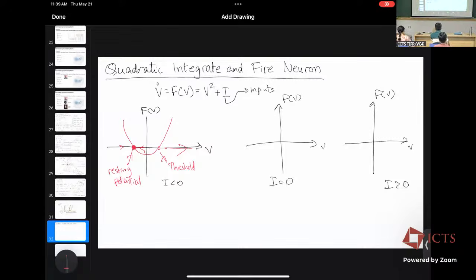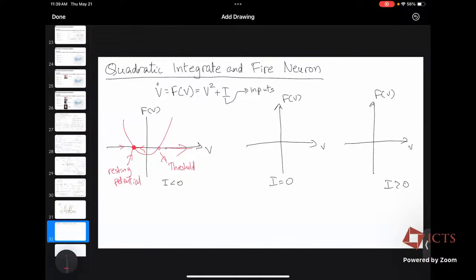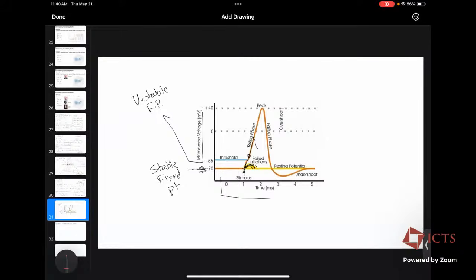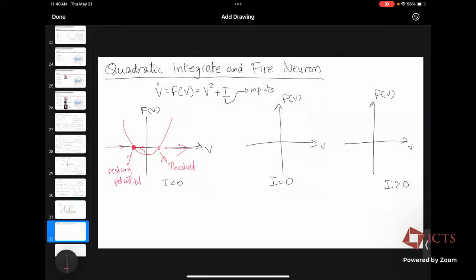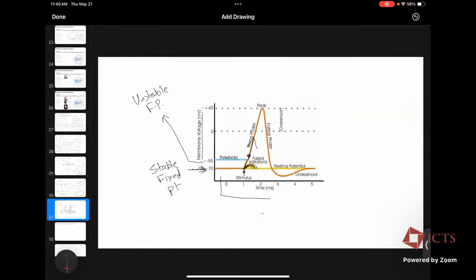The hyperpolarization phase. Yes, I need this phase of things actually coming back down. I need things to go up and I want them to be able to come back down and actually reset. So in a sense, this dynamical system has only really captured this part of the action potential. It's only saying that there's a threshold and then things are going to fly up.